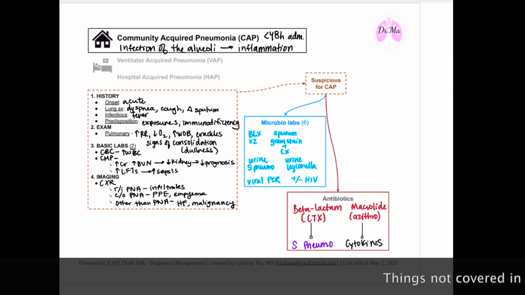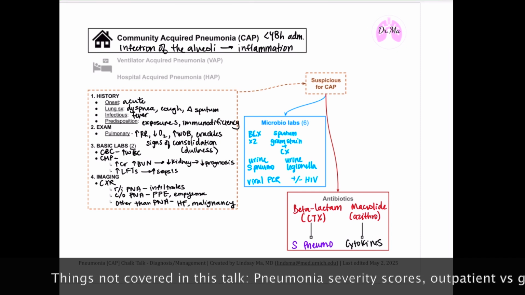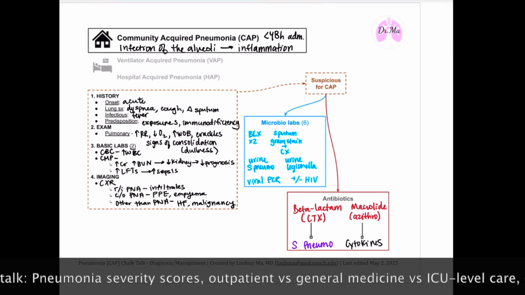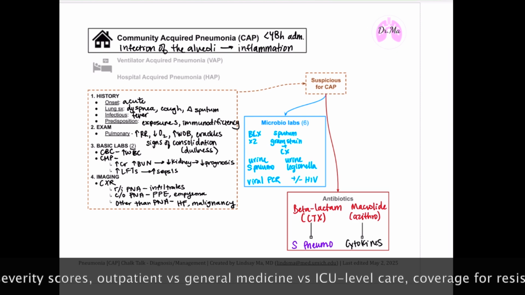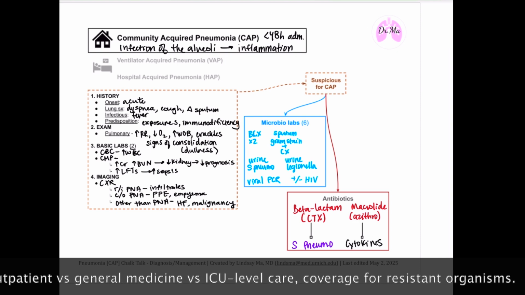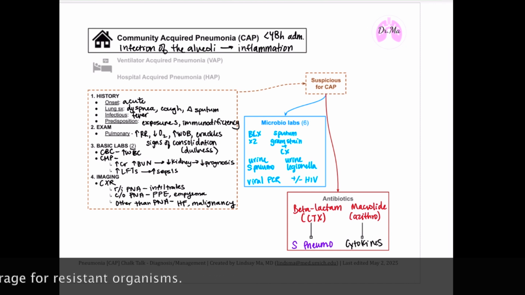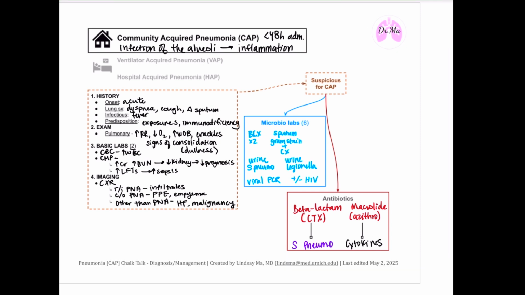Things not covered in this talk are how to determine the severity of the pneumonia, which will influence whether the patient is sent home for outpatient treatment, admitted to a general medicine floor, versus admitted to the ICU. We also don't discuss here how to narrow the antibiotics and when to cover some resistant organisms like MRSA and Pseudomonas. So feel free to read up on these on your own, or let me know if it would be helpful to have a separate talk for these items.